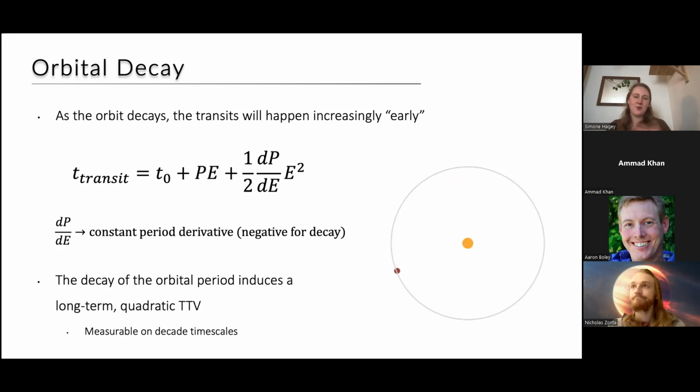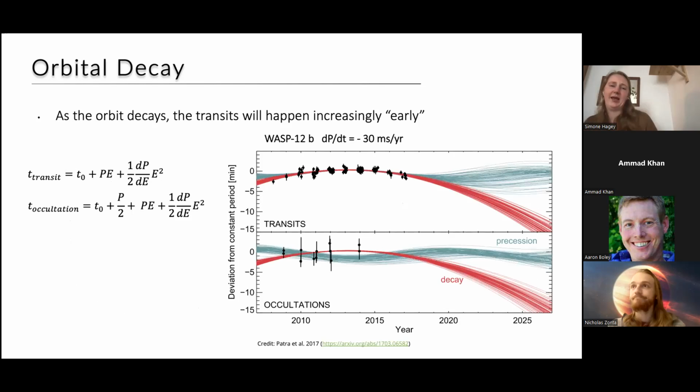So what happens is, to study the TTVs, we remove that linear model, and all we're left with is this quadratic term. So the decay of the orbital period induces a long-term quadratic TTV that we can see in those O-C plots that I mentioned before. And this is measurable on decade timescales. So what does that actually look like?